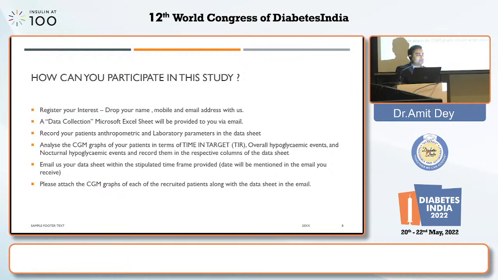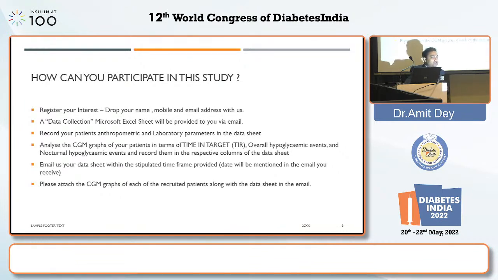So we'll be setting up certain timelines. And what I intend to do, once all of you agree to participate in the study, is ask you to let us know how many of you there are. Then we're going to send a data collection Microsoft Excel sheet to you. It's going to be very simple, and we're going to request you to record these anthropometric and laboratory parameters in the data sheet.